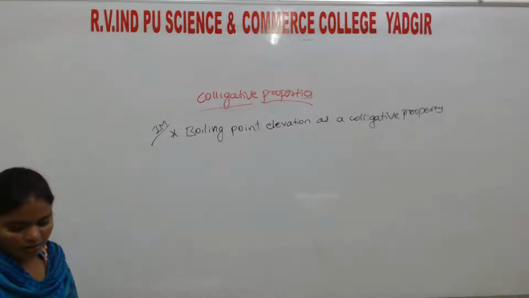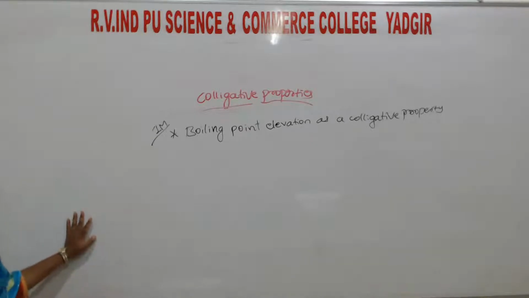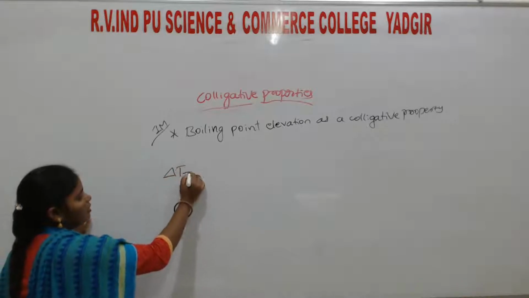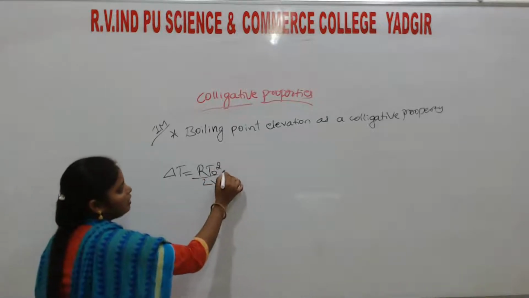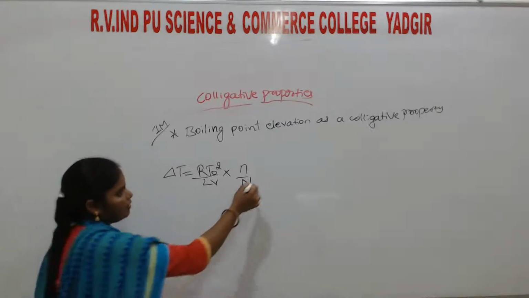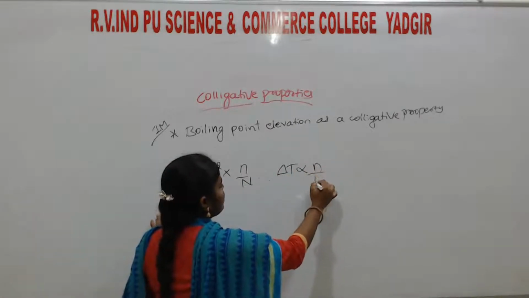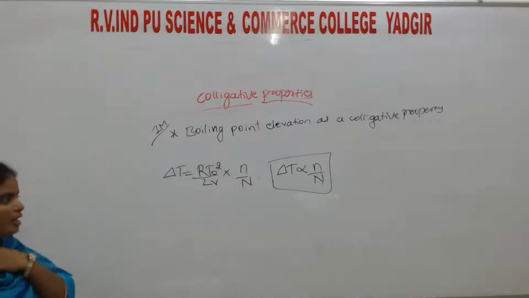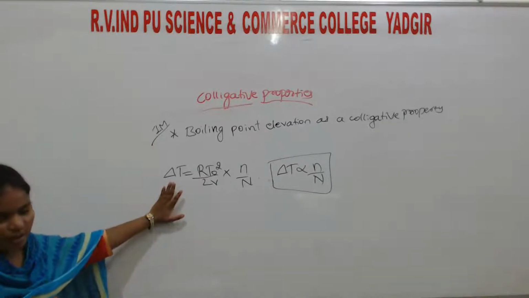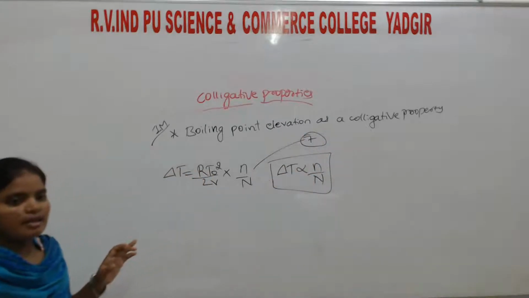Take the equation number 7. Equation number 7 is delta T equals R T naught square divided by LV into n by N. Therefore it is also written as delta T is directly proportional to n by N. This is equation number 7.